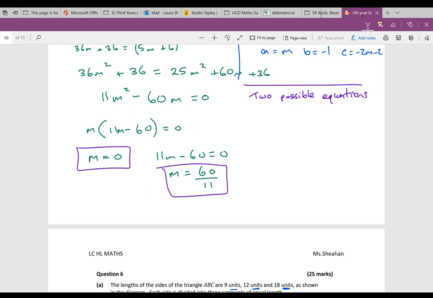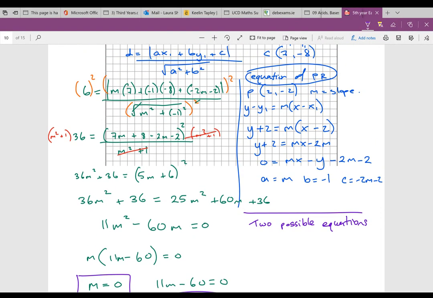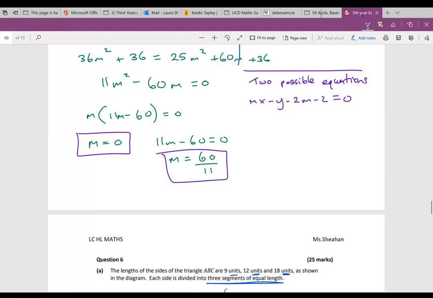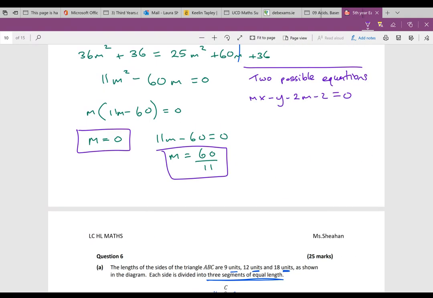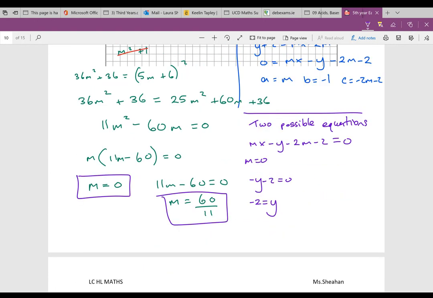Okay, and you can go back up here. You can use your equation that you got, which was mx minus y minus 2m minus 2 equals 0, because remember that represents both of the equations. And then simply m is equal to 0, which you'll end up with y minus 2 equals 0. So minus 2 is equal to y. Okay, and that kind of makes sense because the line looks like a straight line under the x-axis. So that is the line, the straight horizontal line, y is equal to minus 2.